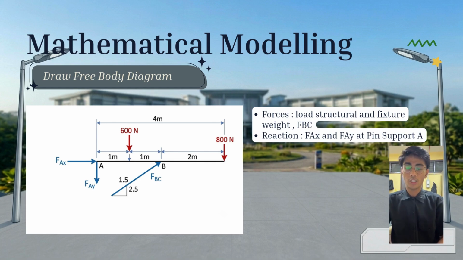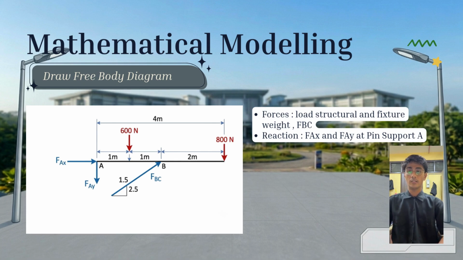Assalamualaikum, my name is Muhammad Shahmi and I will explain the mathematical modeling. For the first step, we need to draw the free body diagram. As we can see here, I have already labeled all the forces and reactions. For the forces, there are three forces included in the free body diagram. The first one is the structural load, which is the weight of the beam itself. The fixture weight is the weight of the light, and the force FBC.